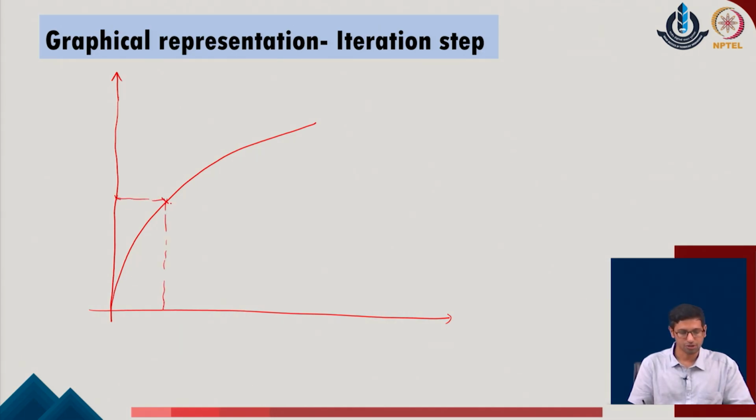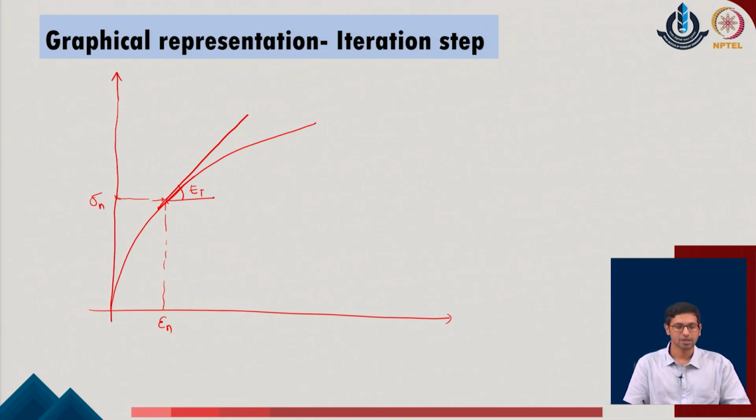So, somewhere at this position we calculate the epsilon n and sigma n values, which are known to the user, and corresponding to these values the user has drawn a simple tangent on the system with respect to the tangent modulus E t, which is the tangent modulus evaluated at this particular point of the given stress strain curve.